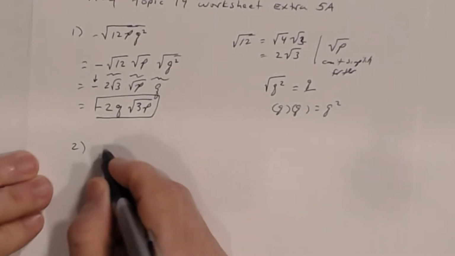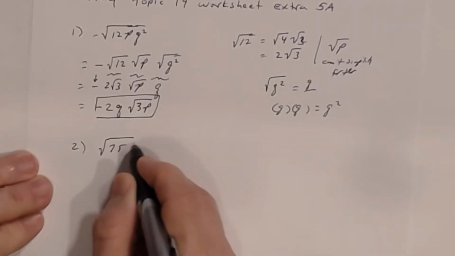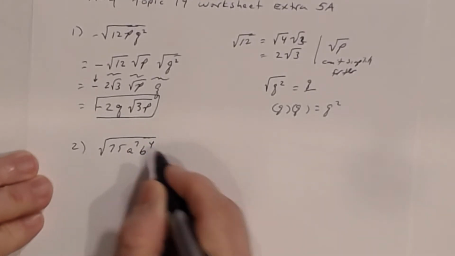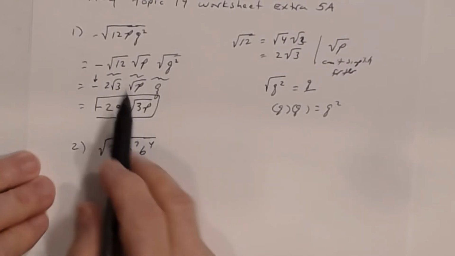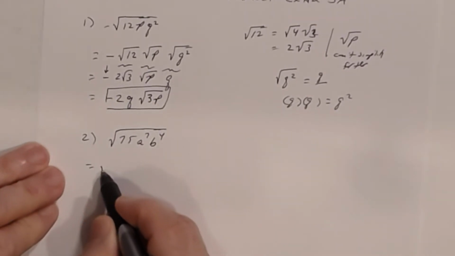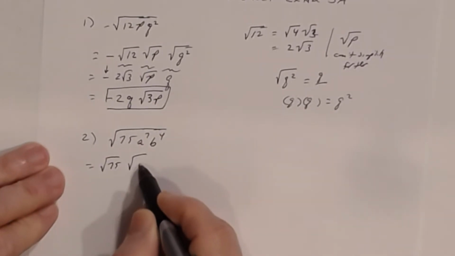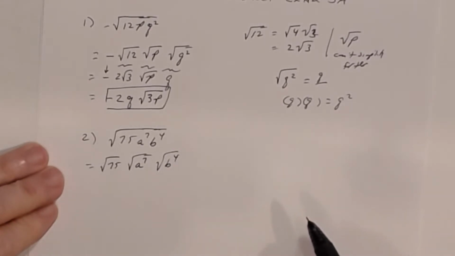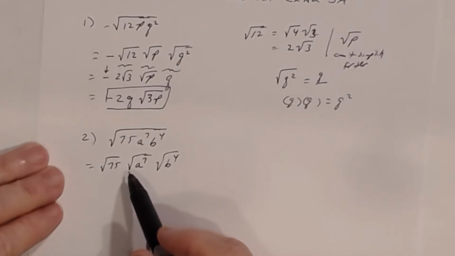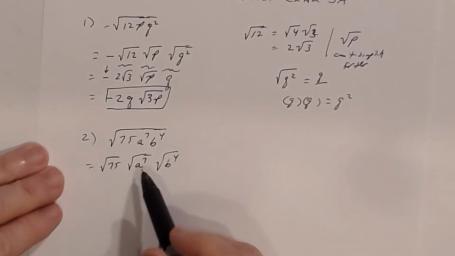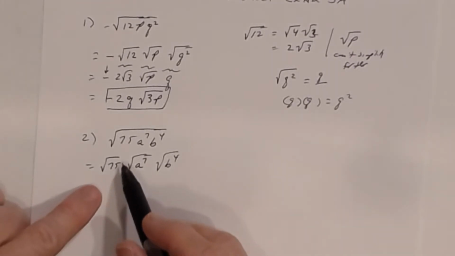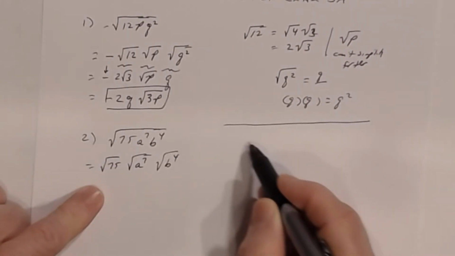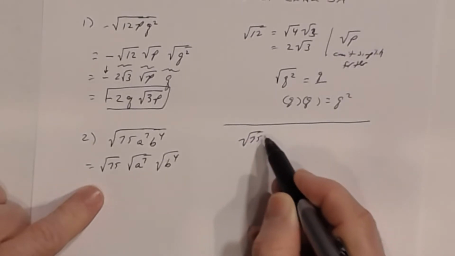All right, number 2, we have the square root of 75, a to the 7th, b to the 4th. Just like we did here, I'm going to rewrite this as the square root of 75 times the square root of a to the 7th times the square root of b to the 4th. I'm using the product property for square roots. Now let's go off to the side and talk about the square root of 75.